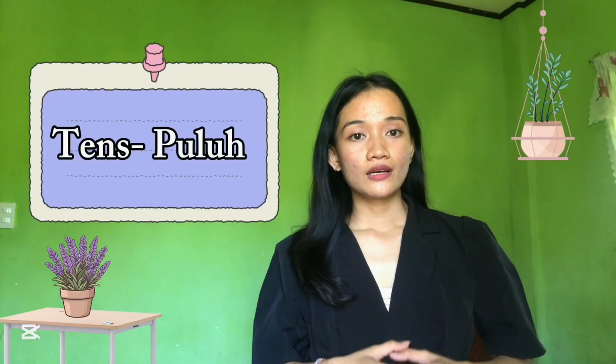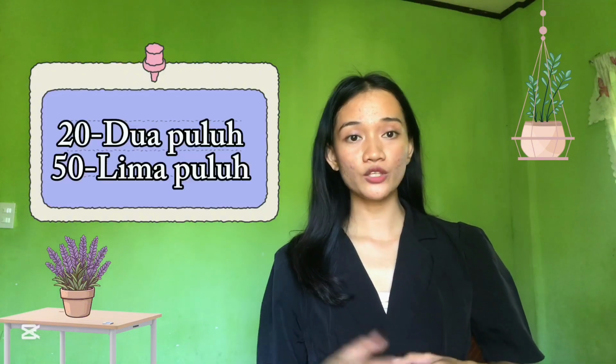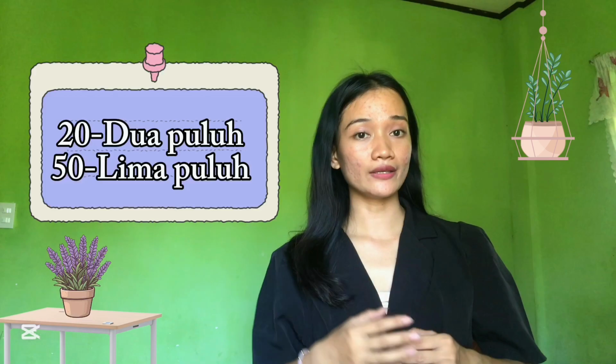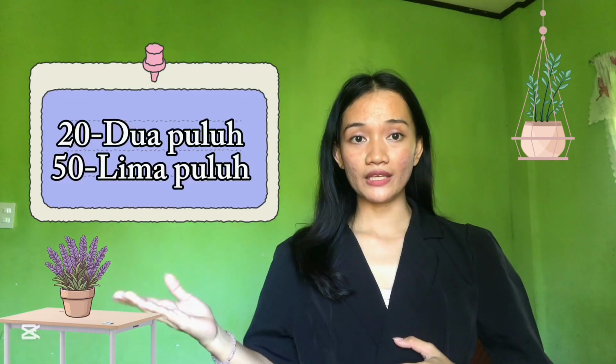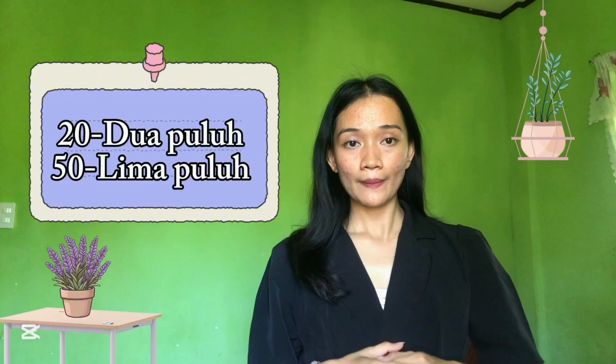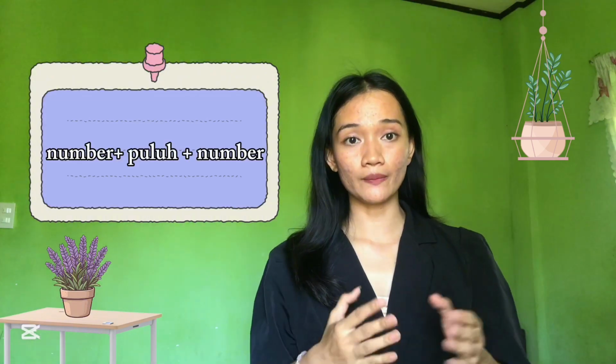Now let's learn other numbers, like the tens. When counting tens, we just add puluh after the number. For example, 20. 20 in Malay is dua puluh. Another example, 50. 50 in Malay is lima puluh. But for other numbers like 21, 53, 42, we just add puluh between the numbers.